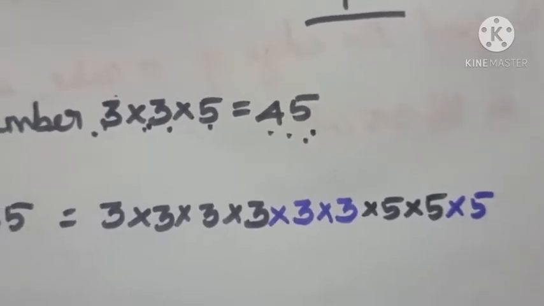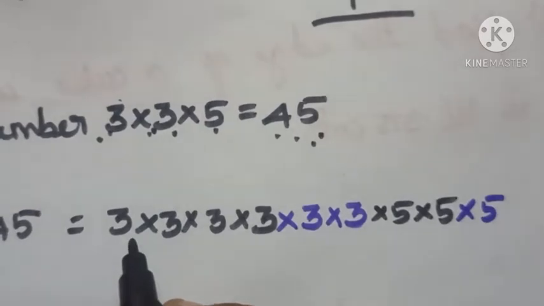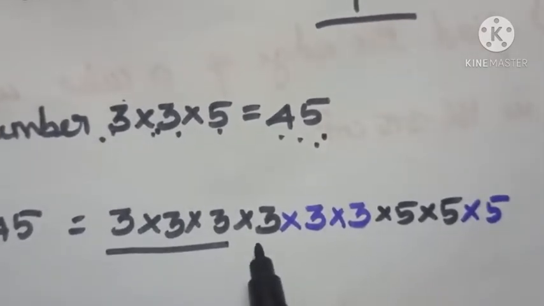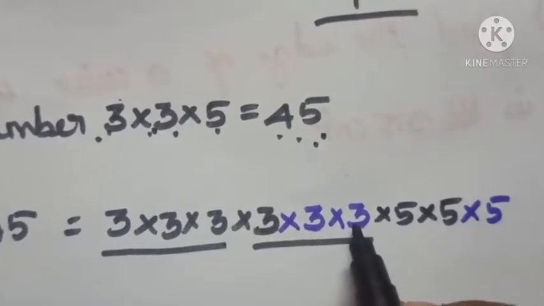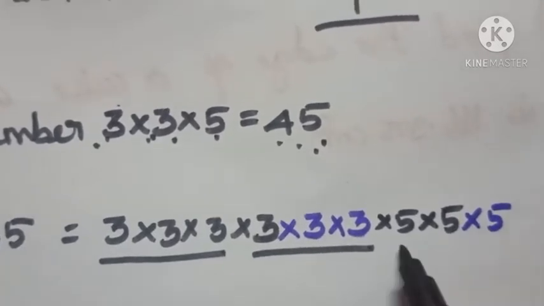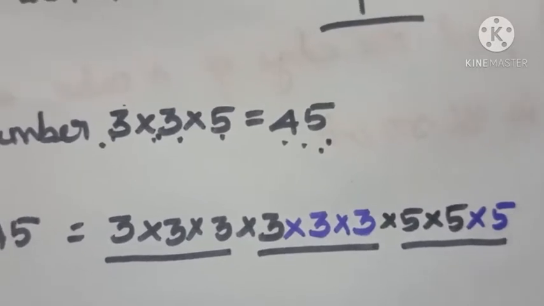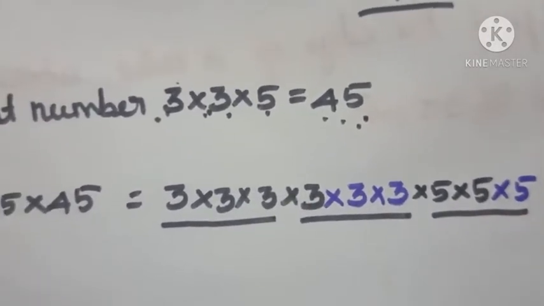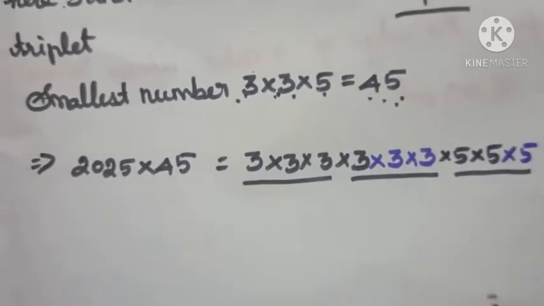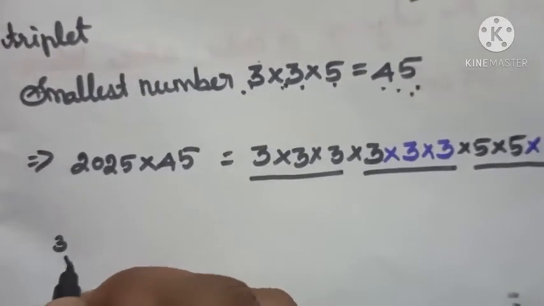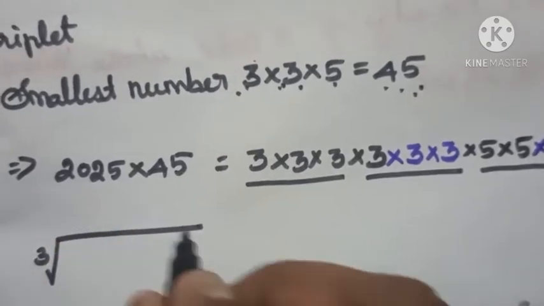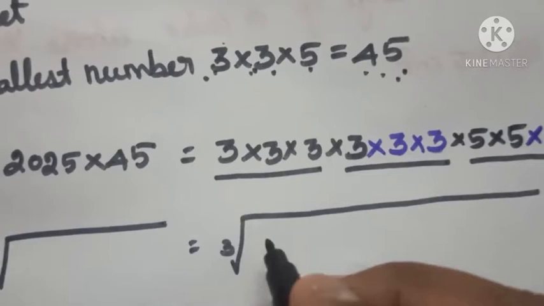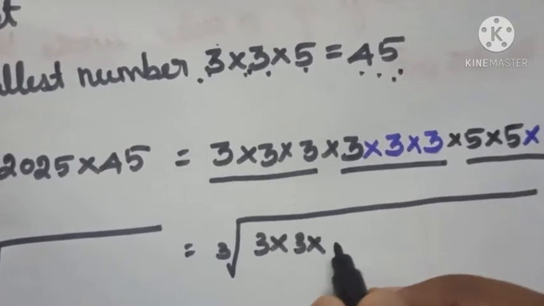Now you underline the triplet. Triplet means, as I already told you, a number multiplied thrice. 1, 2, 3. With the new 3 it becomes a triplet, and with the new 5 it becomes a triplet. Now all the factors seem to be triplets. Now you multiply these and make a cube root. So for the cube root, what is the value you must multiply and get? Okay, so 3 into 3 into 3.